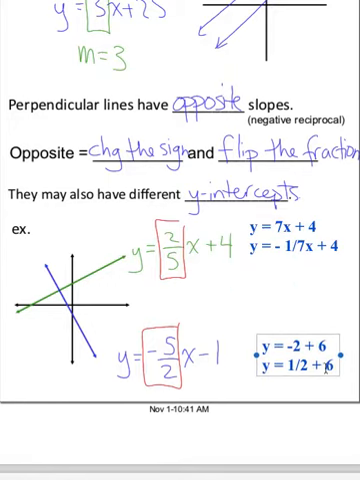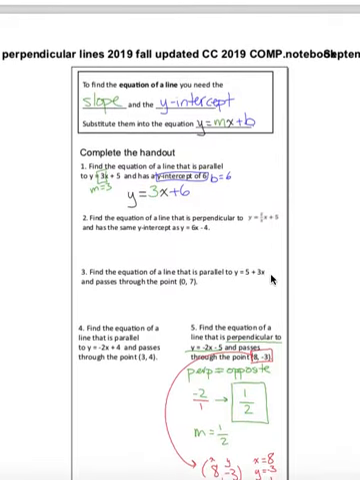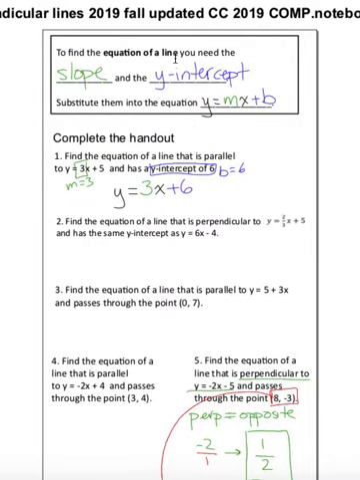So when we see that they have opposite slopes, that means that they are perpendicular to each other. They might not have the same y-intercept, so just like the other one, their y-intercepts can be the same, or they can be different. So this can be 9, but these m values must be opposite. So we're going to go fill this part out.